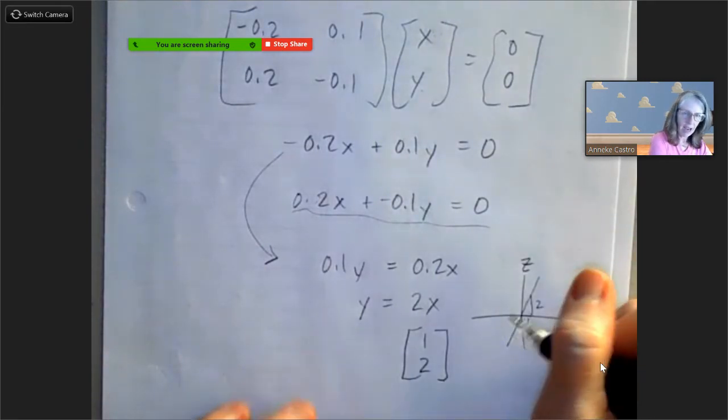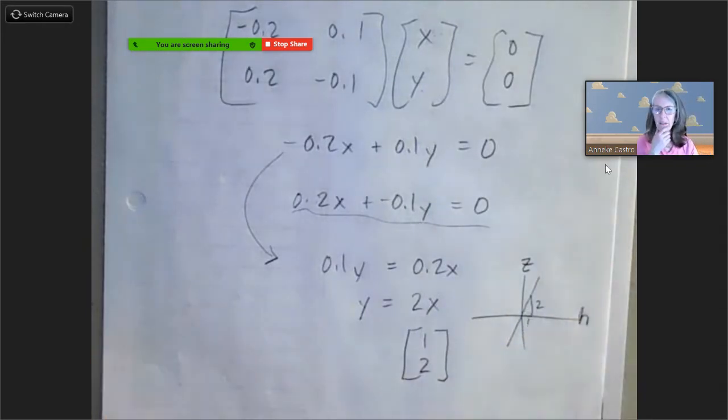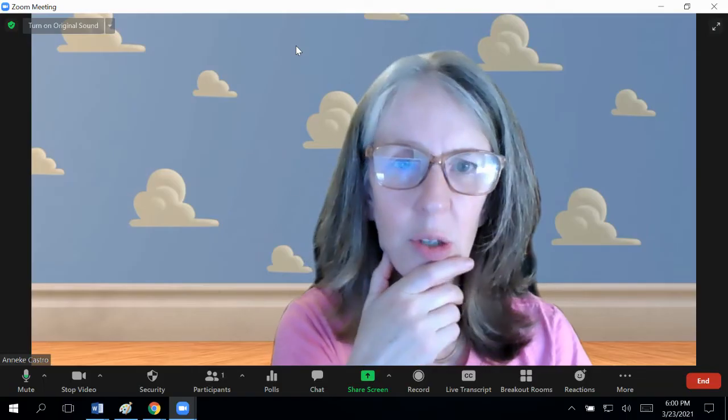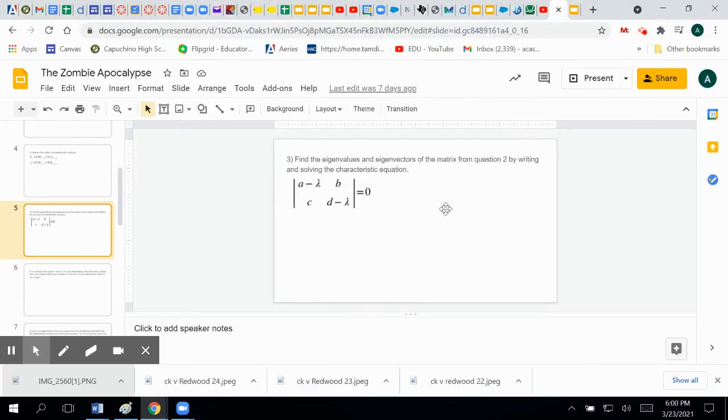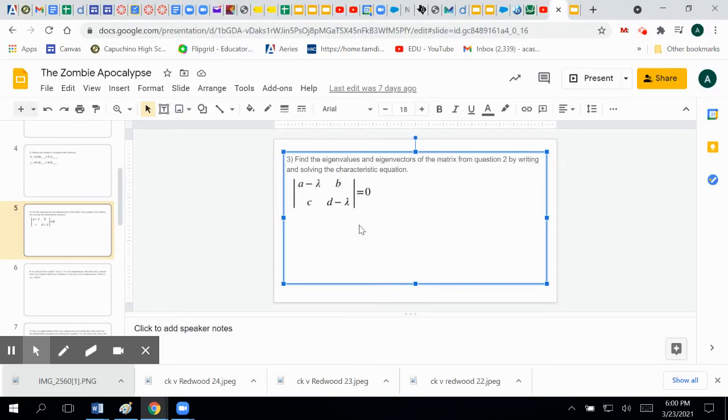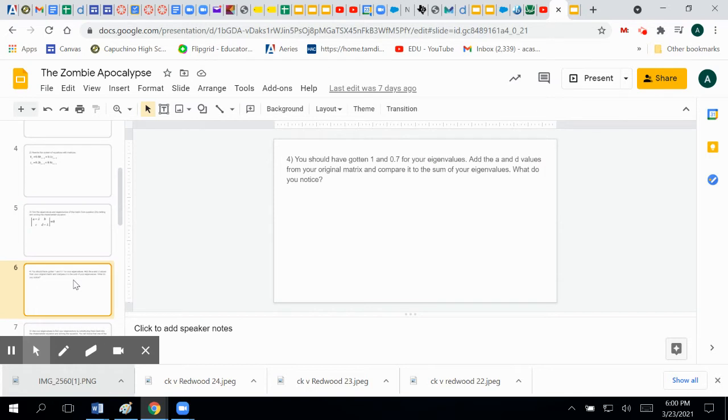Okay, so I found my eigenvalues and I found my eigenvectors. So now I'm going to go back to the slide deck and see, does any of this make sense? So here is my question. Find the eigenvalues and eigenvectors. So I did that. And then for the next question, oh, look, you should have gotten 1 and 0.7. Oh, I gave you the answers.